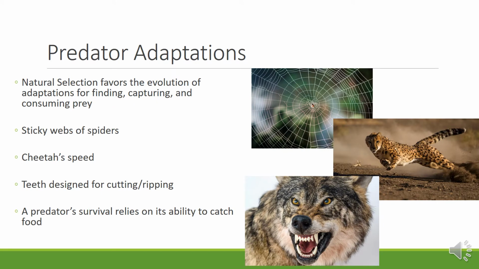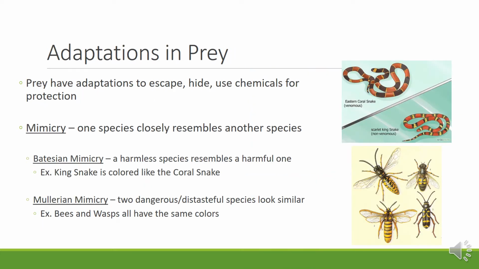Predator adaptations. Natural selection favors the evolution of adaptations for finding, capturing, and consuming prey. These are things that a predator needs to do. So some examples are the sticky webs of spiders, a cheetah's speed, or teeth that are designed for cutting and ripping. A predator's survival relies on its ability to catch food. If you're a bad predator, you probably won't last very long.